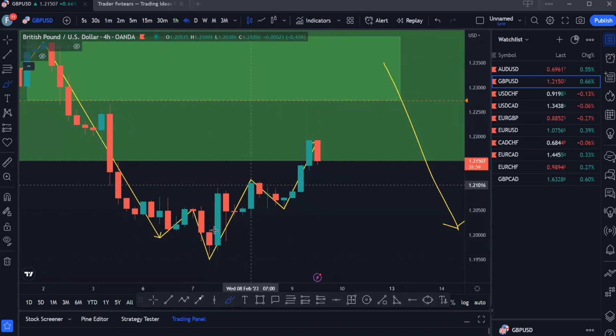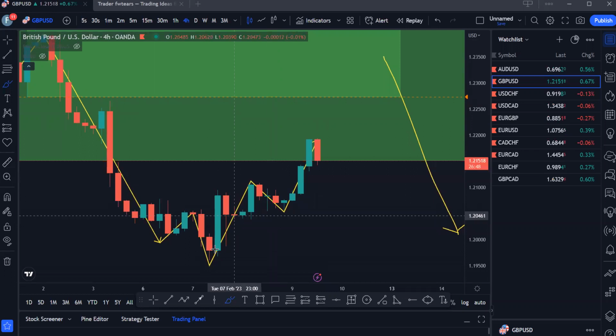Now, price is on an internal structure, by the way. This is not a swing structure, right? On this internal structure here, we can see an uptrend like so. And in an uptrend, you want to be looking for buys.